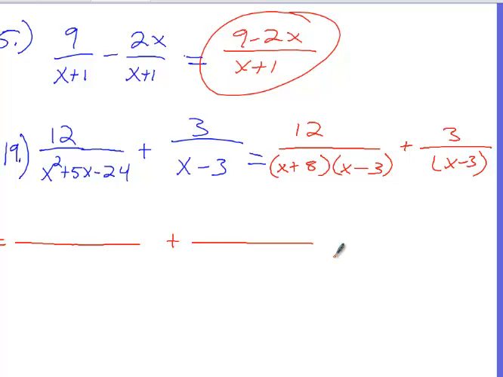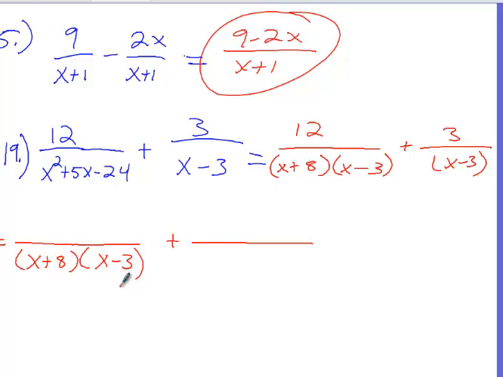X plus 8, right? And x minus 3. So those are my unique factors so far, right? What are the factors under the right-hand fraction? X minus 3. Do I already have one of those? Yeah, so do I need to really add in another one? No. So what are all of the different factor types that I have? I have an x plus 8, right? And I have an x minus 3.